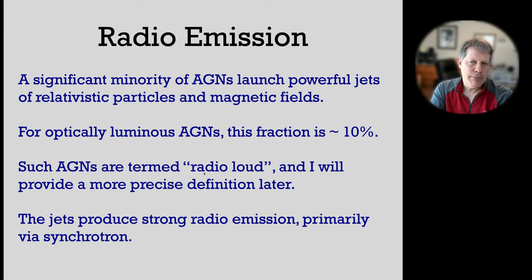Now, I will provide a more precise definition of exactly how you define a radio-loud AGN later, but for now, you just take it on faith. The reason these things are radio loud is because the jets produce strong radio emission. The relativistic particles and magnetic fields in the jet interact. The relativistic particles spiral around the magnetic fields and produce synchrotron radiation. And that's the main source of emission from these jets.